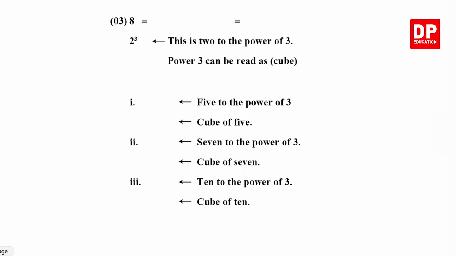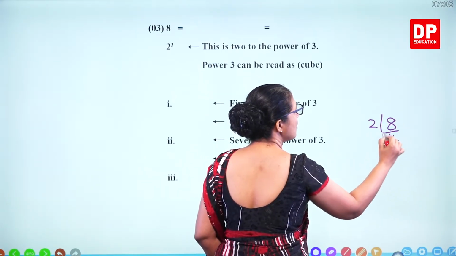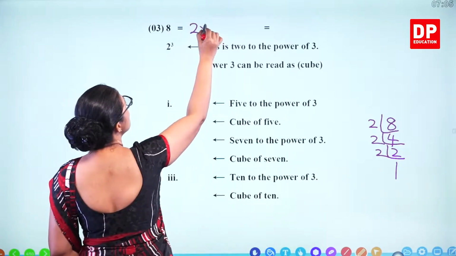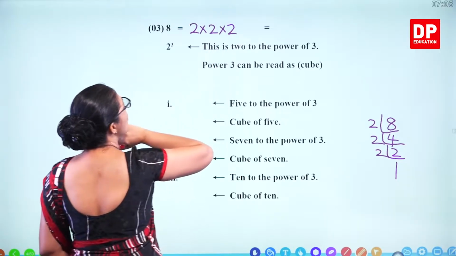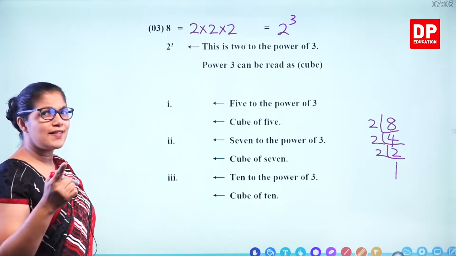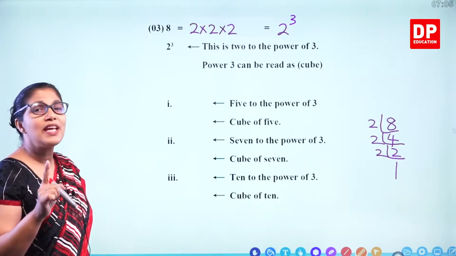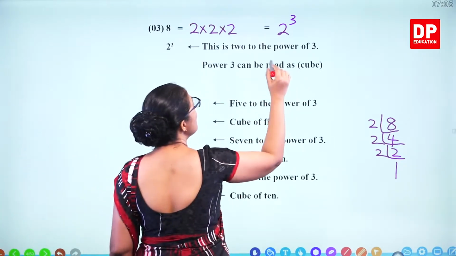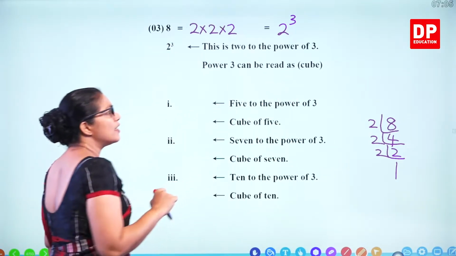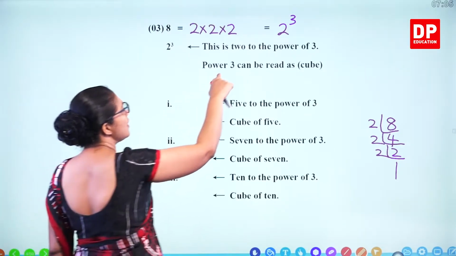Take 8. We can write 2 and 2 and 2. We did that before. 2 times 2 times 2, or you can write 2 to the power 3. So 2 to the power 3, is there another name? You can say 2 to the power of 3 or 2 cubed. So power 3 means cube. So cube we can use for the power 3.